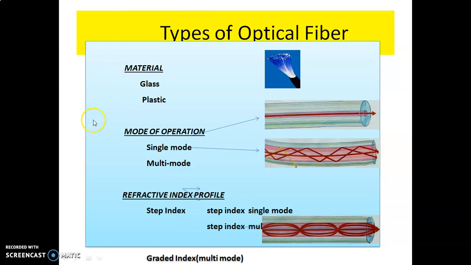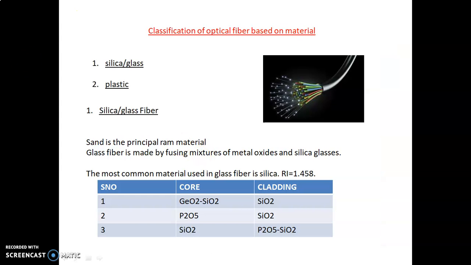Okay, so according to the types, the optical fiber is divided into material, mode of operation, and refractive index. In the material, we have two classifications of optical fiber: glass and plastic. Just see the classification of optical fiber based on the material. Based on the material, we have two types: one is silica or glass fiber, another one is plastic.